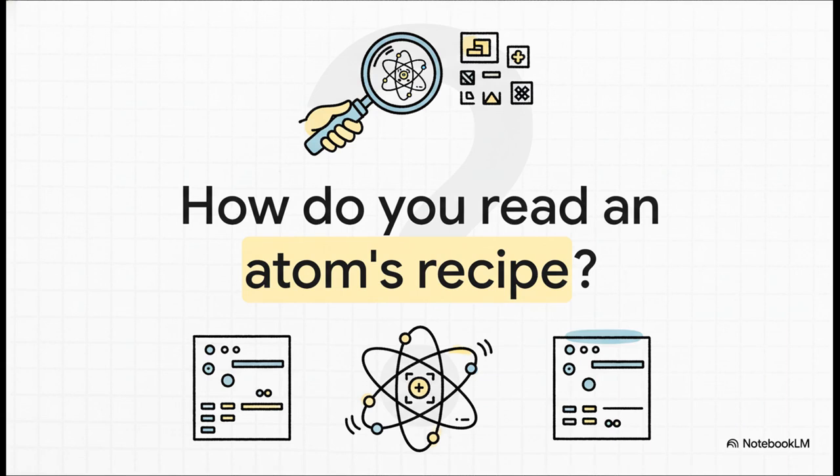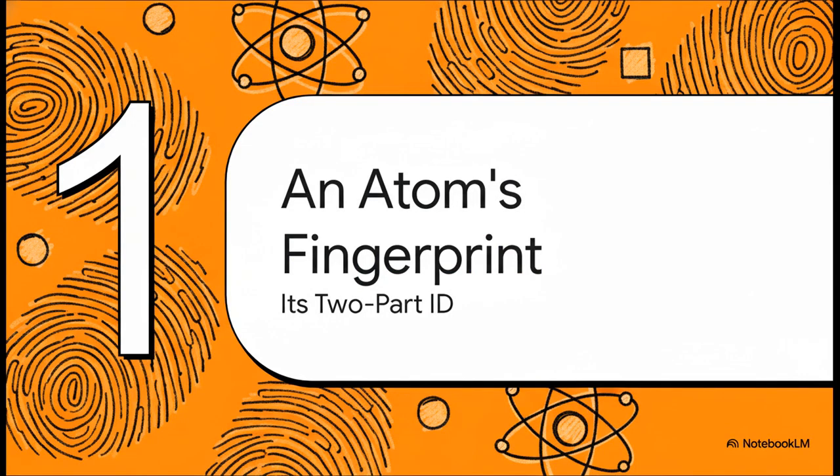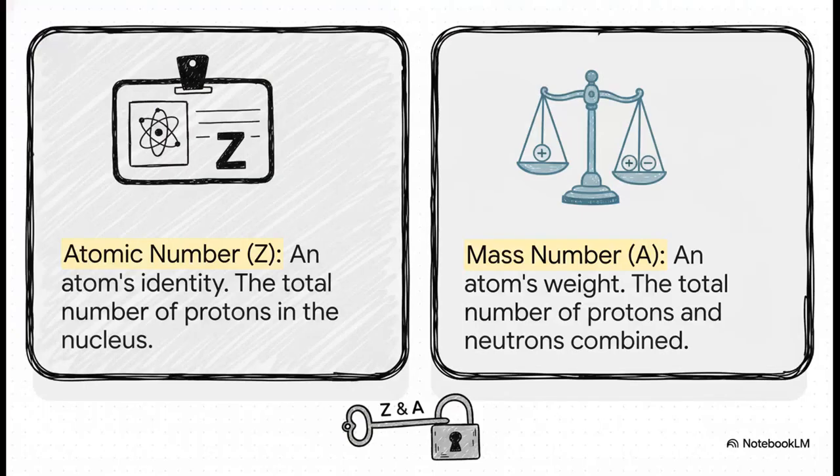How do you actually look at an atom and read its unique recipe to figure out what it is and what it's made of? That's exactly what we're about to find out. It turns out every single atom has its own unique two-part ID, kind of like a fingerprint. And once you know how to read it, you unlock its entire identity. It's pretty cool. And those two parts, they're just two simple numbers.